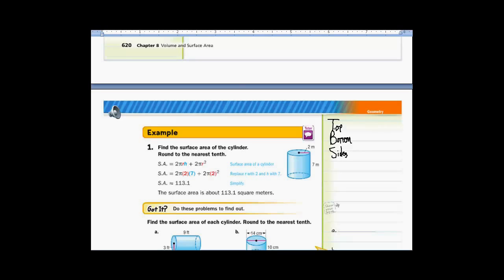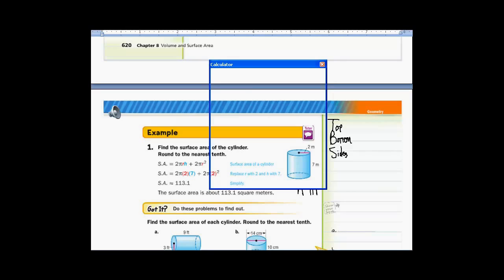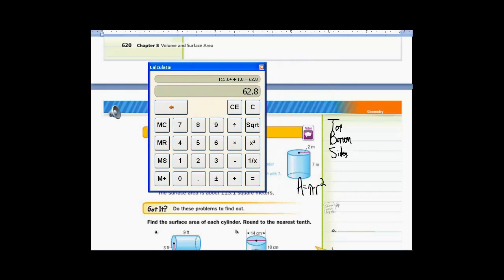All right, so area of the top, let's deal with that first. Area of the top, it is a circle. So area is equal to pi times radius squared. And remember our order of operations, we do have to square things before we can multiply. So I'm going to square the radius. The radius is 2. And I'm going to take that times 3.14. So 2 times 2, multiplication first, times 3.14. That is 12.56. That's the top.